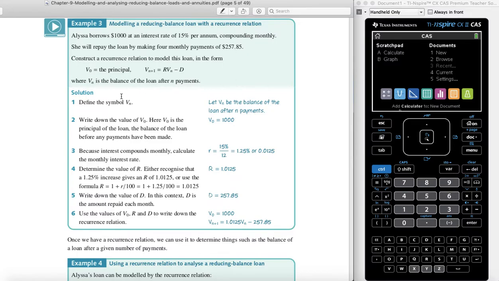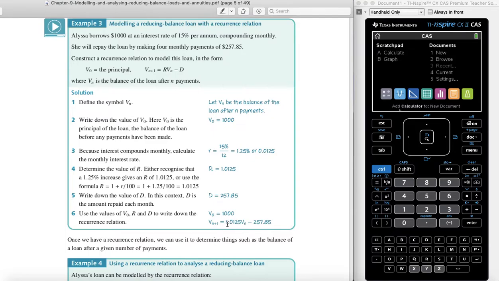So what we have to do here is this. We have to define the symbol VN. So what we've got here is, right down the bottom, we're going to end up with this result, but how do we get to it? We know that the payment is D, which is $257.85, so that goes right there. The next term goes here, which we've always done, and the VN, the previous term, goes there.